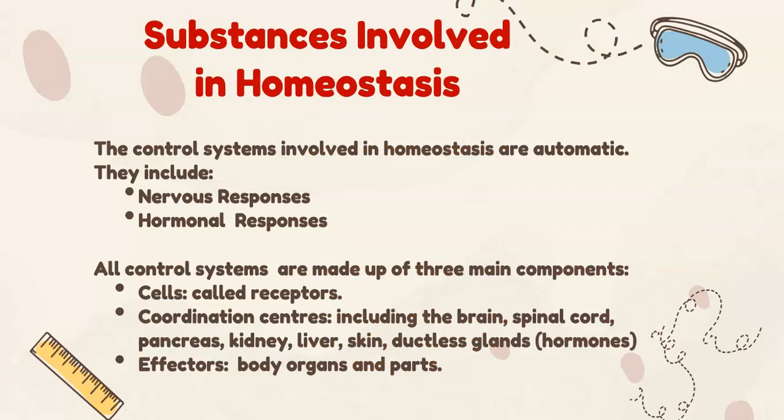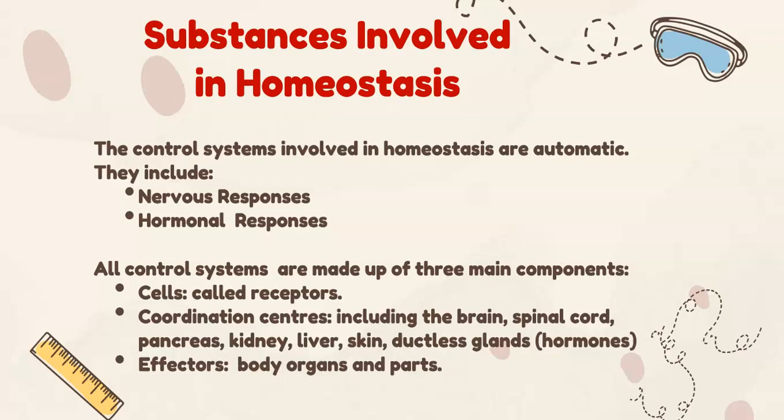The control systems involved in homeostasis are automatic. It does not require any voluntary will. The body simply initiates this control system when there is a deviation from the norm or when there is a change in the environment or in the body condition.